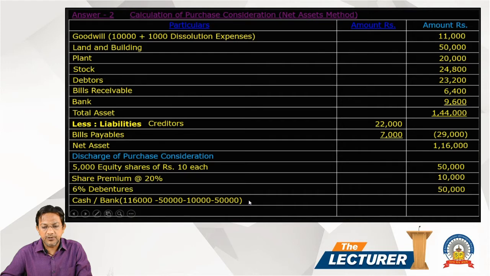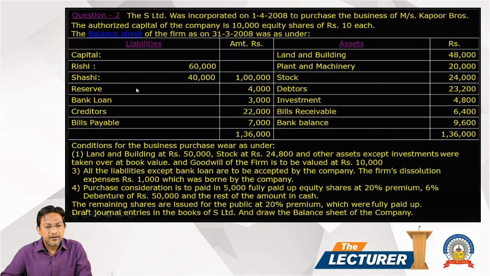So the cash balance we will find out. Net asset is 1,16,000. All the three amounts, shares and debenture, 50,000, 10,000, 50,000, so we get 6,000 as cash. So 1,16,000 is the purchase consideration. Now our two workings are complete. Now the requirement part is to draft the journal entry and balance sheet. So first we do the journal entry.